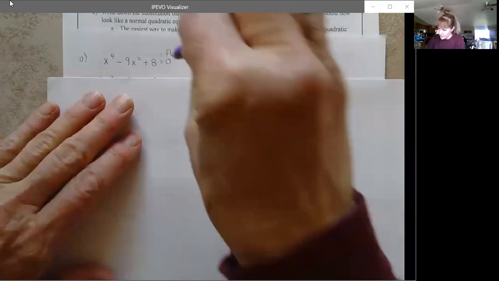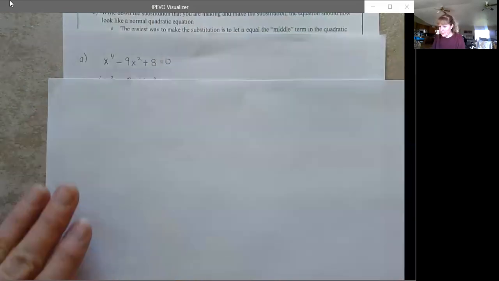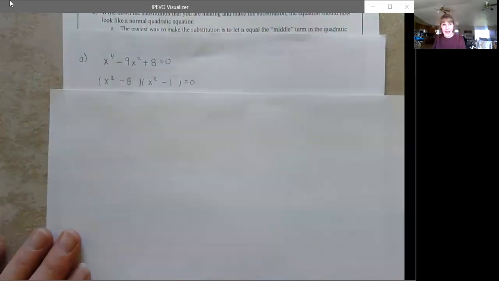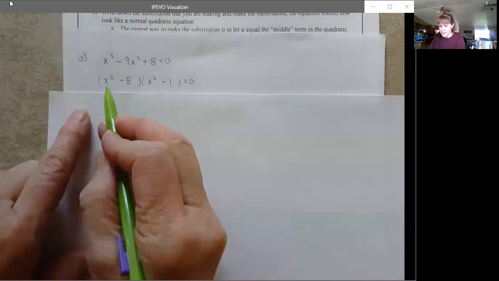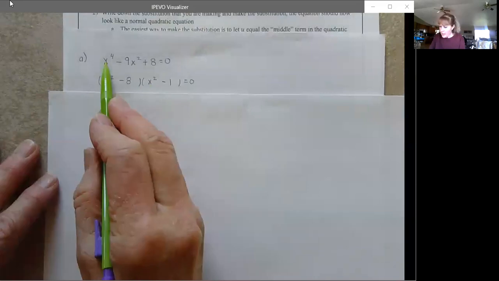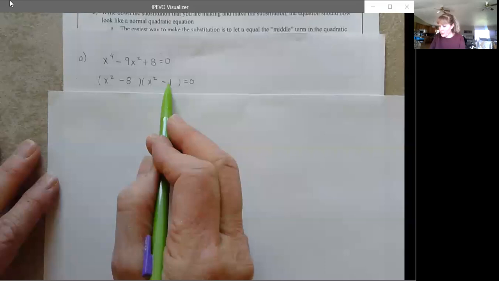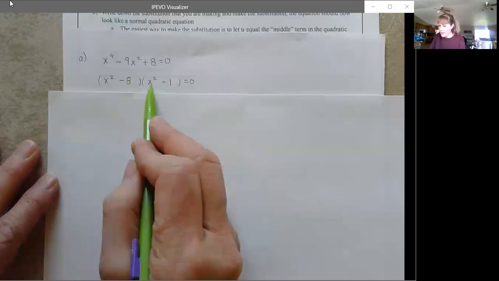Okay, we've set it equal to 0, and now we're going to solve it. The first thing we do is factor it. So x squared times x squared, using FOIL, gives you x to the 4th. Then we have the outside and inside terms, -1x squared and -8x squared, which give you a -9x squared.